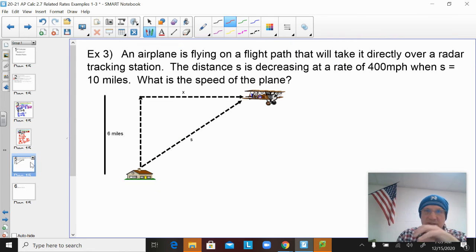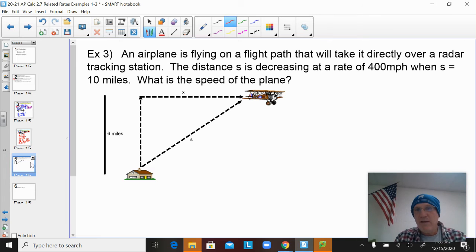One more. This one comes with a picture. I even found some glorious clip art. An airplane is flying on a flight path that will take it directly over a radar tracking station. So there's the station, there's the building. The plane was directly over it, now it's flying away from it. The distance S, I think I typed it in wrong. Let me make sure it's right.